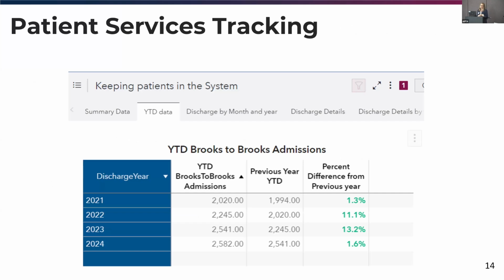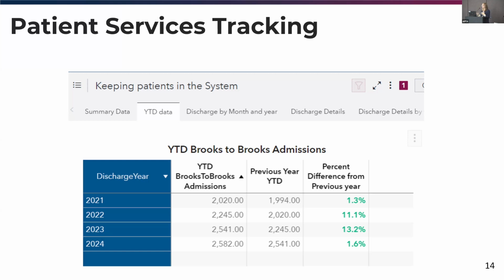So here's a good example. I mentioned earlier that we are really focused on looking at our patients as they're transitioning into and through our system. And so we've built, using our internal data from our referral systems and from all of our EMRs, our patient tracking systems. And this is just one small image of what we call our Keeping Patients in the System dashboard. And really what this does is it ties together all of the patients from our patient journeys and looks at our Brooks to Brooks transitions.